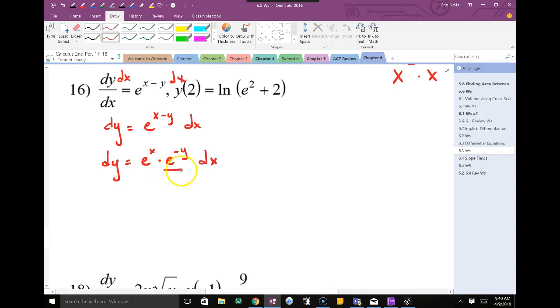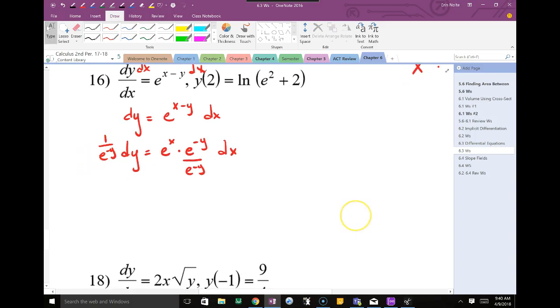Divide. So I'm going to divide by e to the negative y. If you divide by 1 over e to the negative y, what would that be the same as on that left-hand side? If I have e to the negative y, I could pull it up, making it positive, right? So this would really be the same as e to the y dy equals e to the x dx. That's pretty fancy.